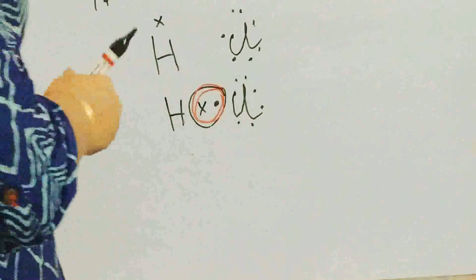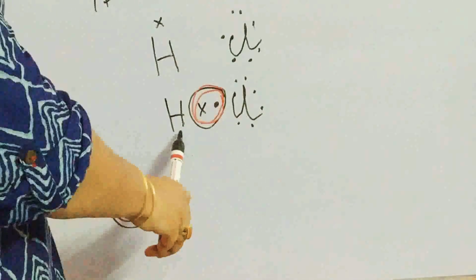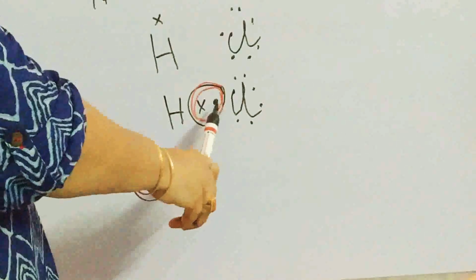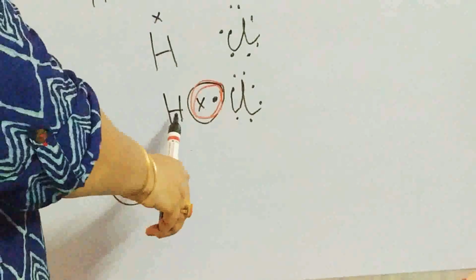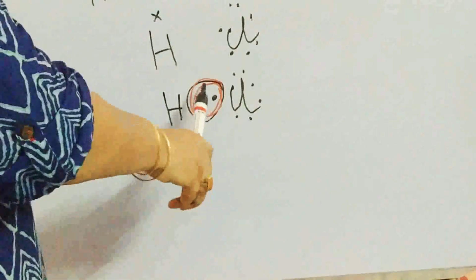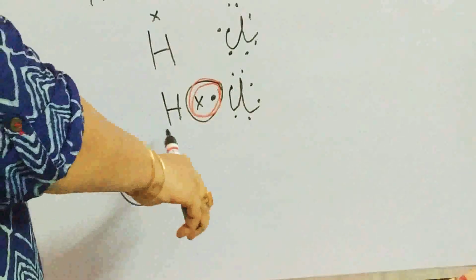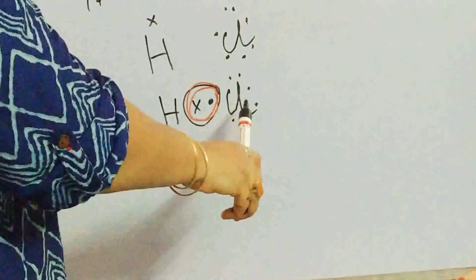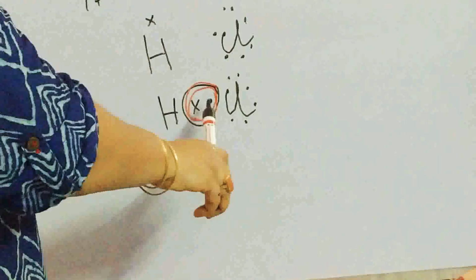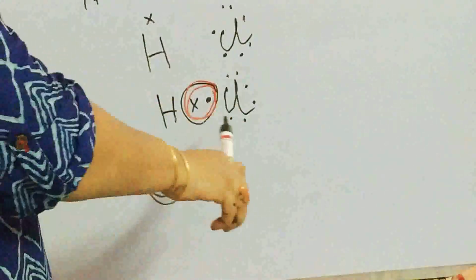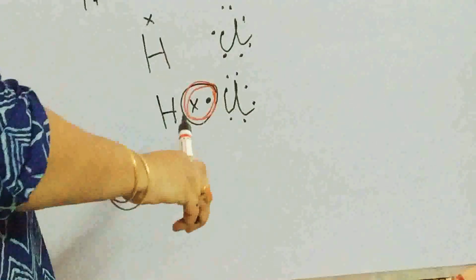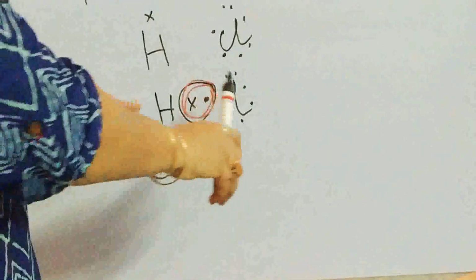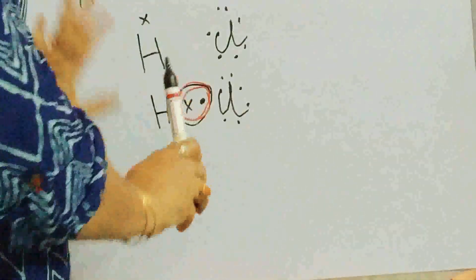So what is happening here? After sharing, hydrogen has two electrons and is attaining its duplet configuration. Chlorine has 6 electrons plus the shared 2, making 8, so it is attaining its octet configuration. Thus both become stable after sharing.